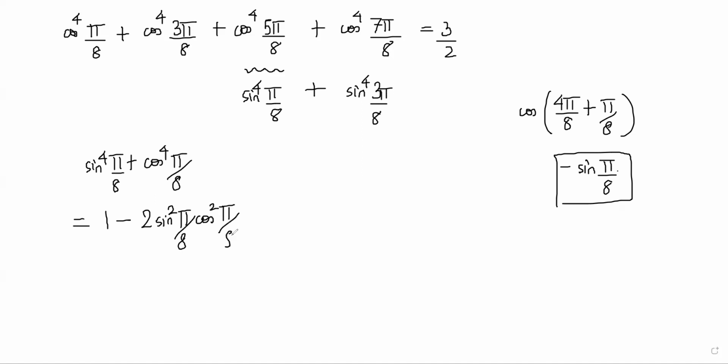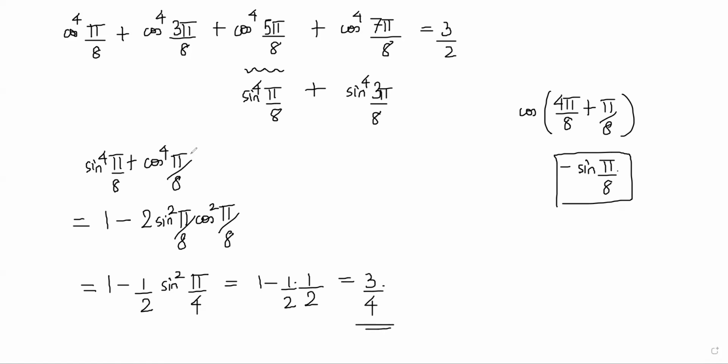Then similarly for that, fine. What about this? How do you do this? So this is 1 minus 1 by 2 into sine square pi by 4. And similarly, this is equal to 1 minus 1 by 2 into 1 by 2, which is 3 by 4. So similarly, you get for the other part the sum of those two as 3 by 2.